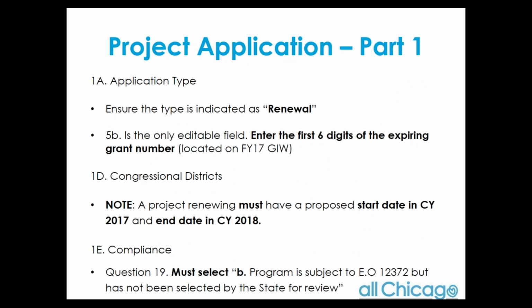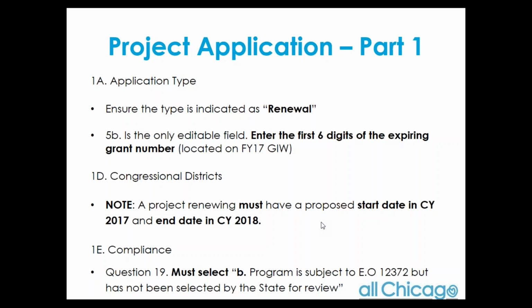So this is a condensed version of part 1 for this training. What you'll see is you need to ensure that you have the correct application type and ensure the type is indicated as renewal. You'll also notice that a lot of fields are already pre-populated, and so on this screen, you'll only be able to see 5B as an editable field. This is where you'll enter the first 6 digits of your expiring grant number for this specific project. You'll look at the fiscal year 2017 GIW to make sure that you have the right 6 digits of the expiring grant number.